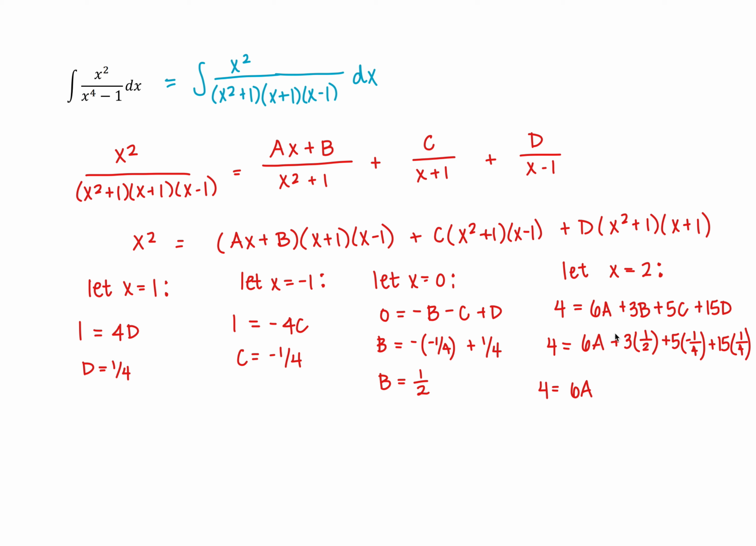3/2 is the same thing as 6/4, so I'm going to write it that way. So I have 6/4 minus 5/4 plus 15/4. If you add up these fractions, you're going to get 16/4, and 16/4 is 4. So 4 equals 6a plus 4. Means that 0 equals 6a, or that a is 0.